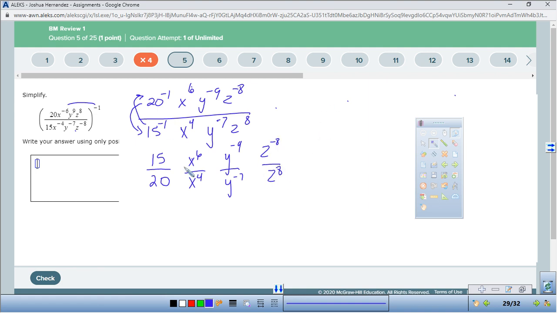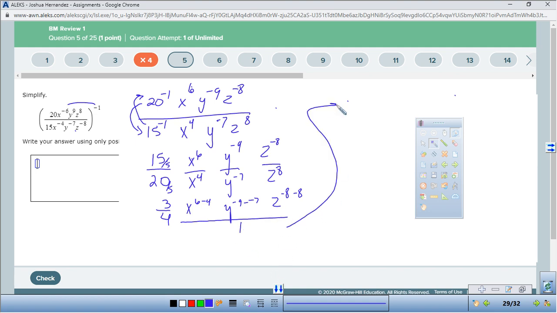Now, the way this works out is you simplify the fraction, and then you get the top one minus the power of the bottom one. So you get the powers from the top, subtract the one from the bottom. This one here, I can divide them both by 5. It becomes 3/4. Over here, I'm going to have x to the 6 minus 4, y to the -9 minus the -7, z to the -8 minus an 8. Now this is all taken over 1.